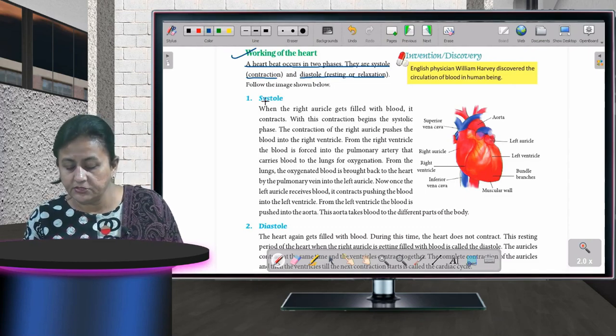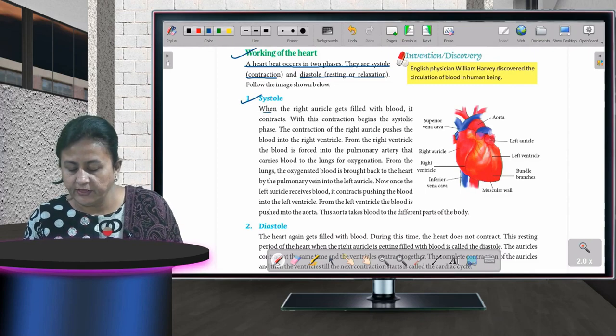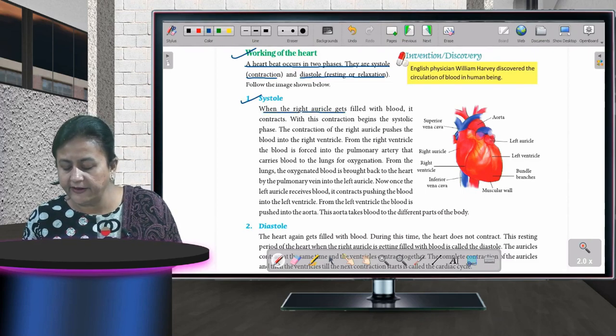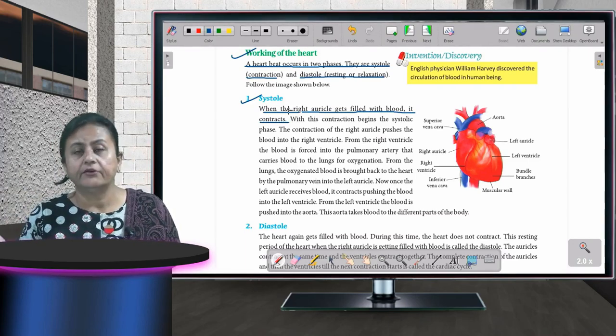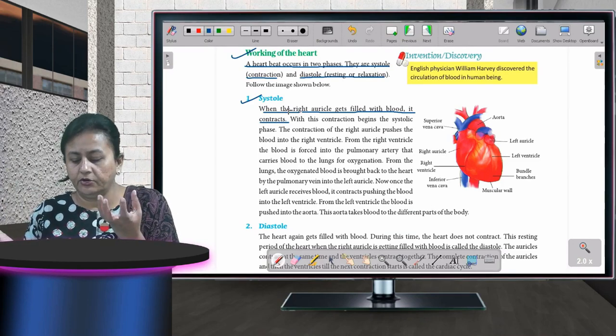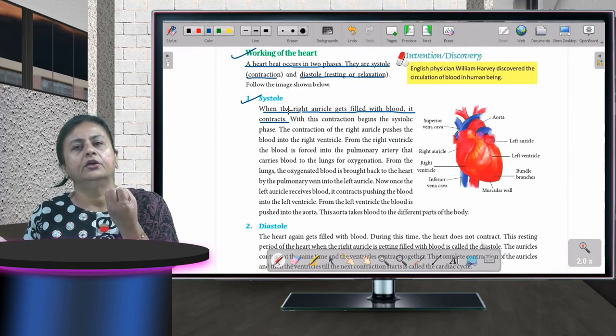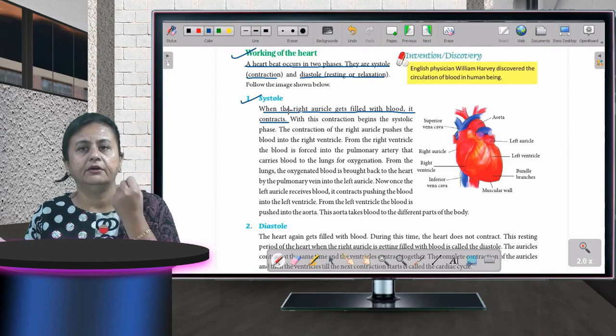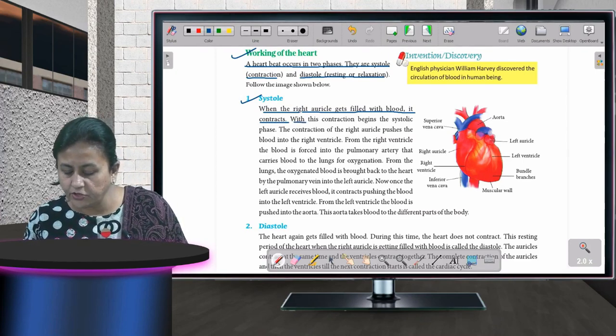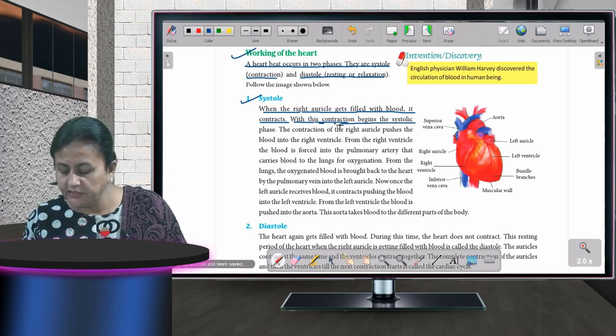Now, if I talk about systole, when the right auricle gets filled with blood, it contracts. As the blood comes into it, it contracts. Contract means it becomes small, becoming close. Contraction, and expansion means becoming bigger in size. With this contraction begins the systolic phase.